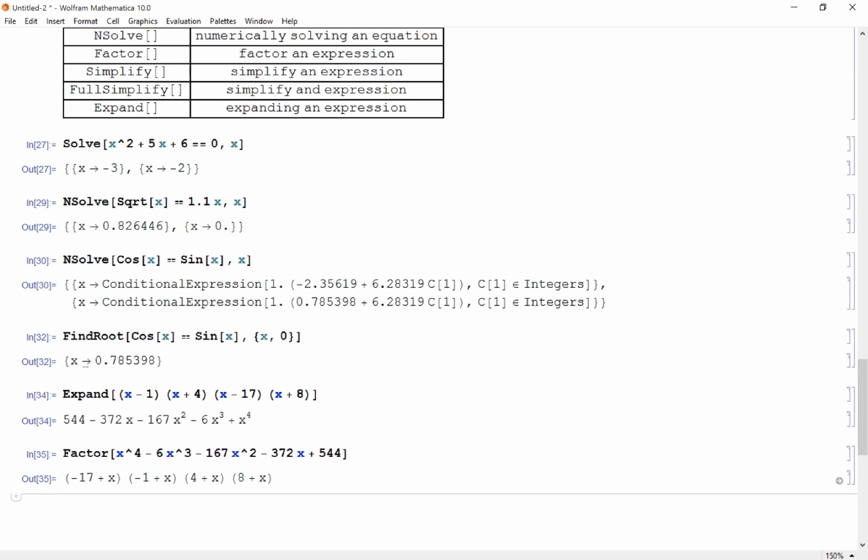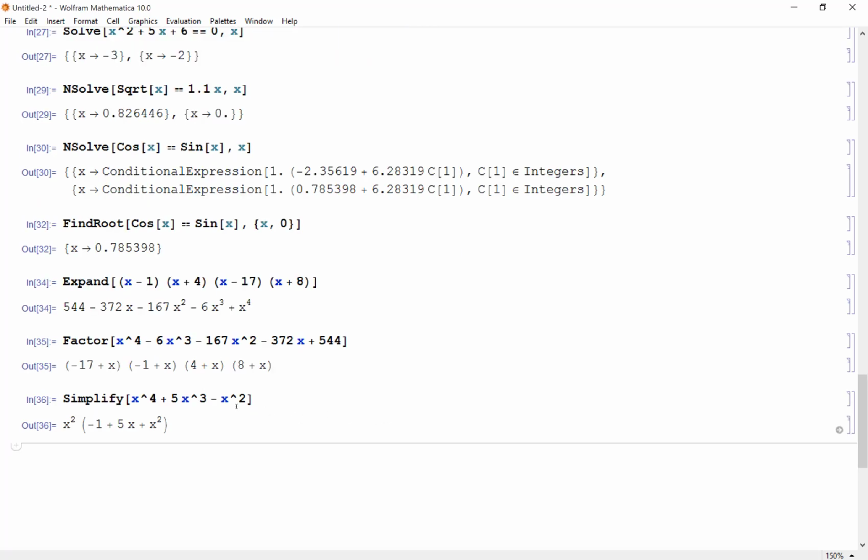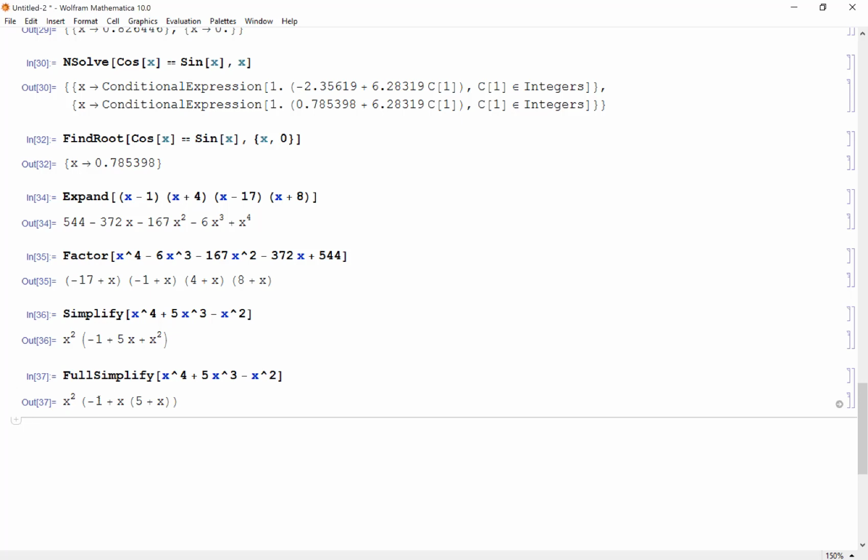Now similarly, Simplify and FullSimplify can help you reduce an algebraic expression that may not completely factor, but maybe we can clarify it a little bit. So for example, if I do Simplify x to the fourth plus 5x cubed minus x squared, notice that it did factor it. It took out the x squared, but you still have this quadratic. So maybe if I try FullSimplify on the same thing, it'll try a little harder. Notice it didn't do a lot, but inside my quadratic, it factored out an x where it could.